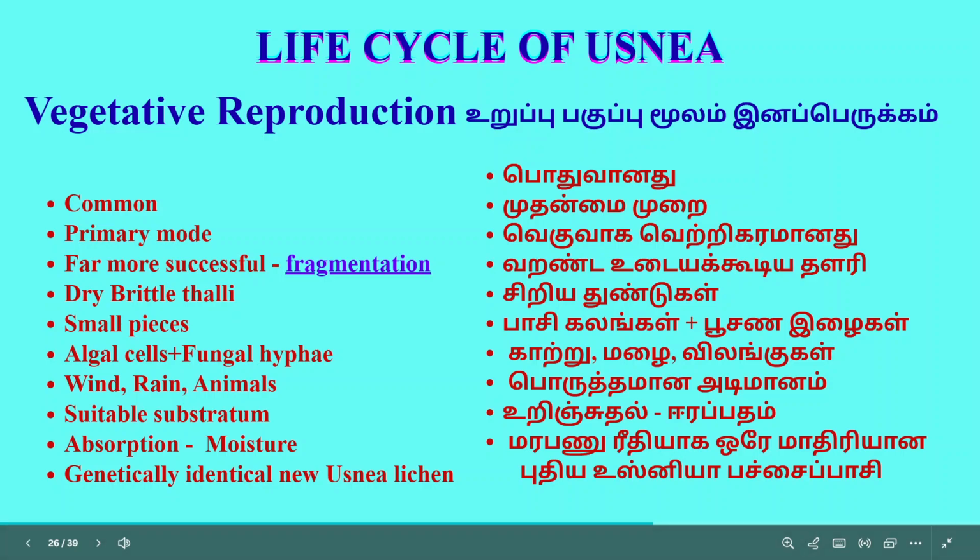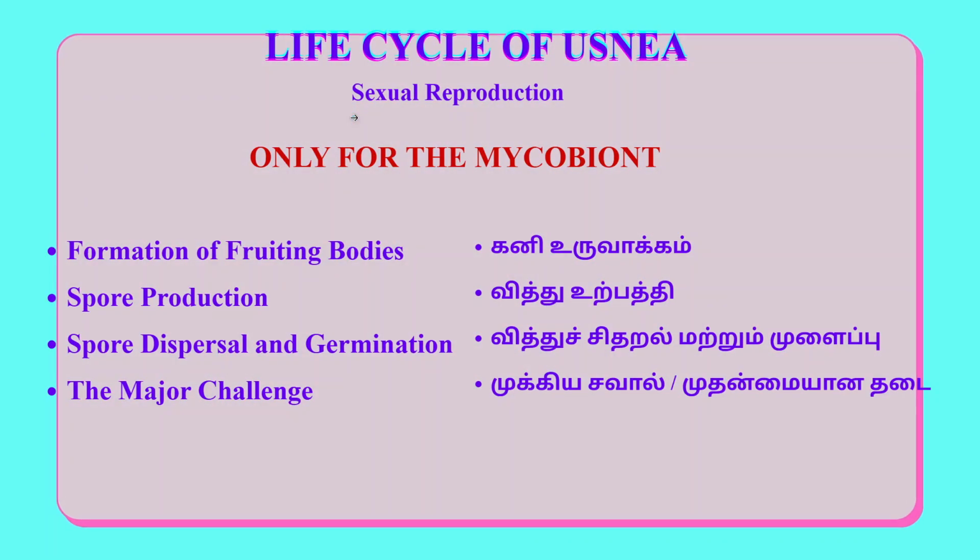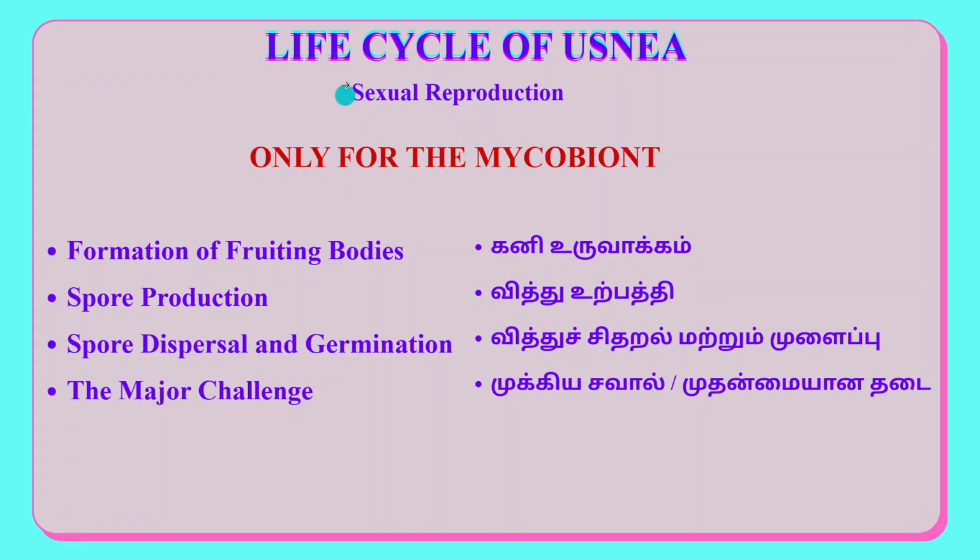Usnea lichen. And we have to be very clear with this, because it is vegetative reproduction, the parent genetical material is passed on to the offspring. So the new Usnea lichen will have the exact genetical characteristics of its parent plant.